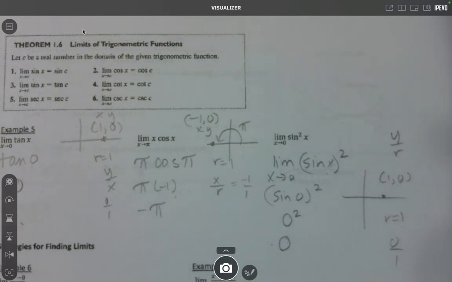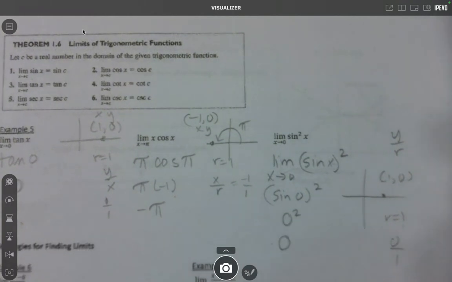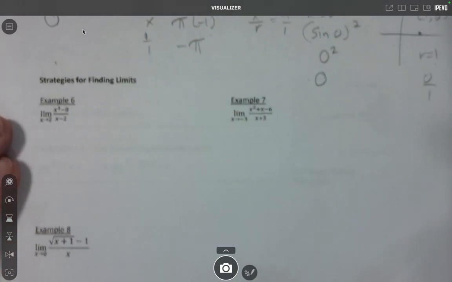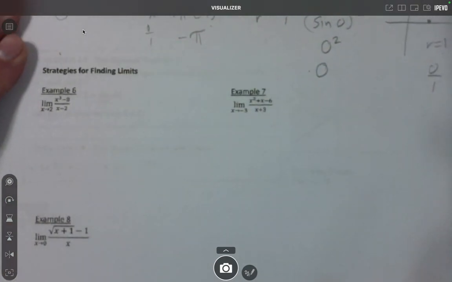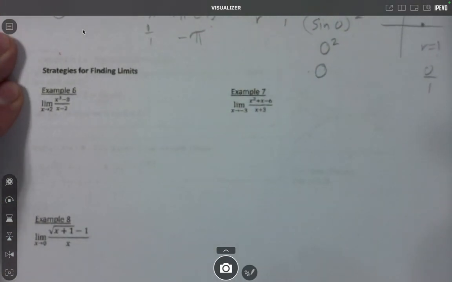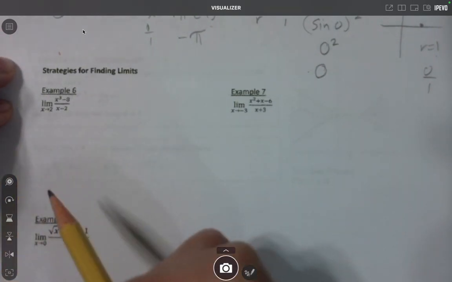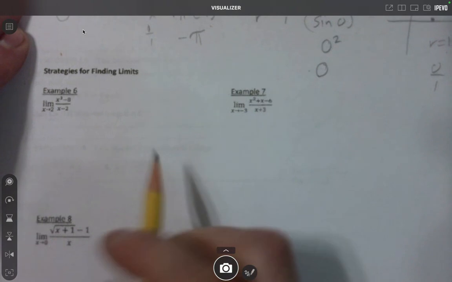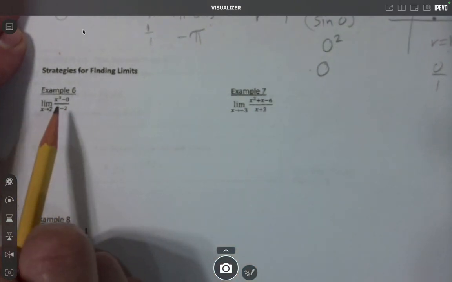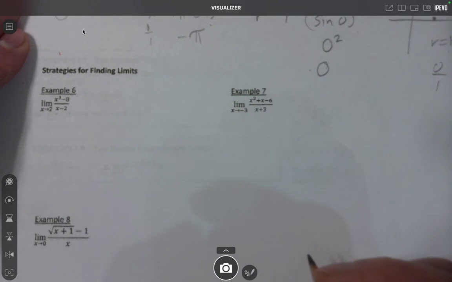All right, so for the bottom ones, we're looking at now finally strategies for finding limits. So this is the stuff that I think you should have done last year, but maybe we didn't do last year. So we had a fraction on the front and we said, oh, it doesn't make the denominator 0, we can directly substitute. But this time when I substitute, 2 minus 2 makes a 0 in the denominator. So that's when we've got to look at strategies.